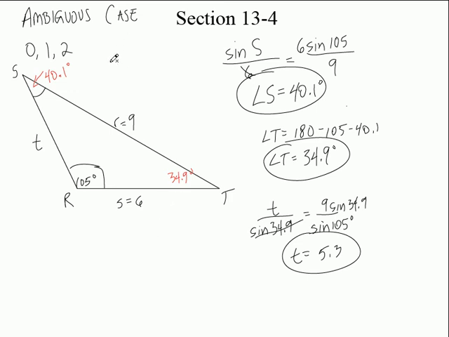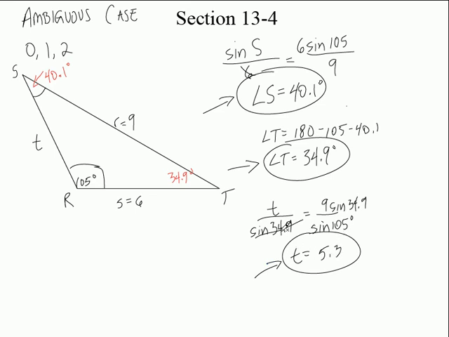All right, so we knew we were only going to get one answer because we looked at that chart. And those are our answers. Now when I say one answer, I mean one answer for S. S isn't going to be anything else. It's only going to be that one thing. Angle T is only going to be 34.9. Side T is only going to be 5.3.